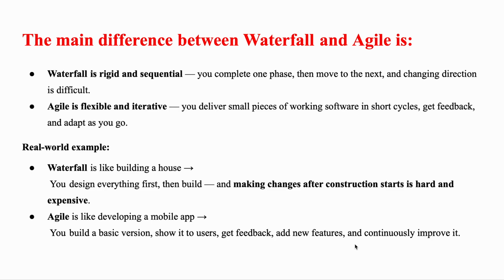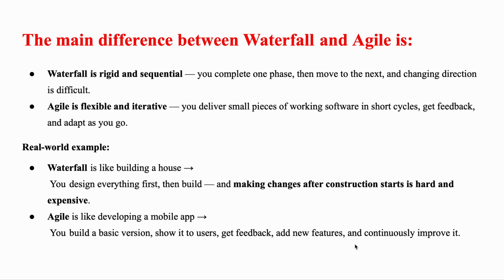So, what's the main difference between waterfall and agile? Waterfall is a rigid and sequential process. You complete one phase fully, like requirements, design, coding, and then move on to the next. If you realize later that something needs to change, it's very difficult to go back and adjust things.